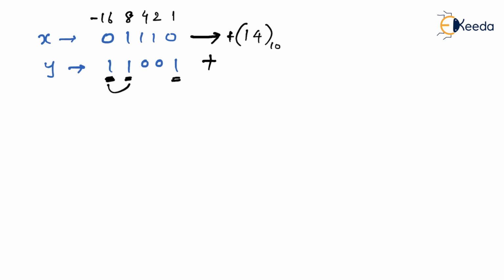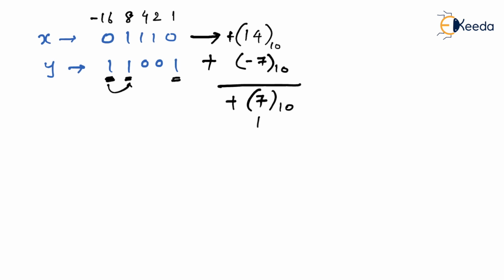So minus 16 plus 8 is minus 8, and minus 8 plus 1 is minus 7. So you're going to add it with minus 7 to the base 10. Naturally, 14 plus minus 7 is 14 minus 7, and 14 minus 7 will definitely give you positive 7 to the base 10. Am I right? So what is the result? Please don't forget, the result is positive 7 to the base 10.